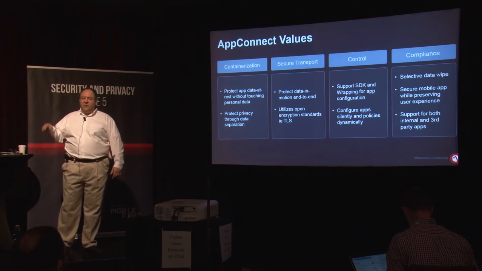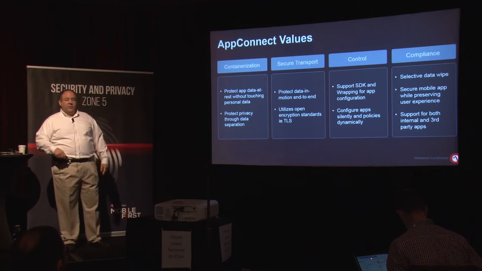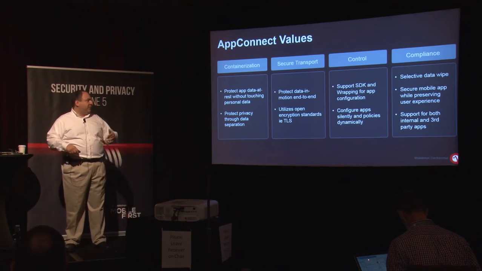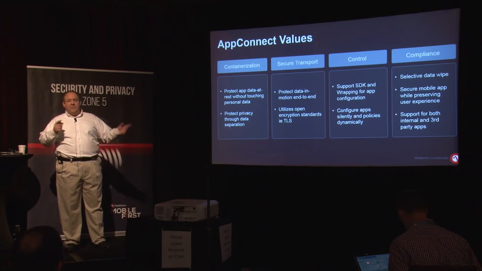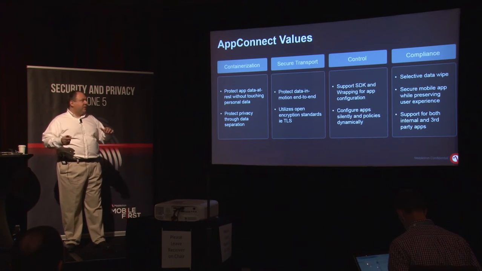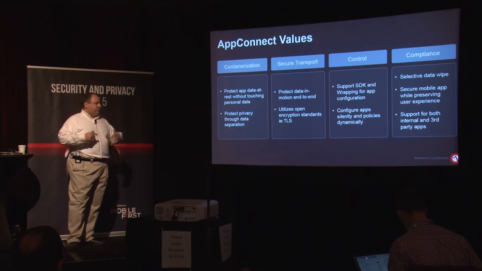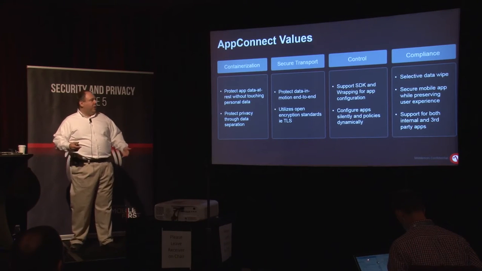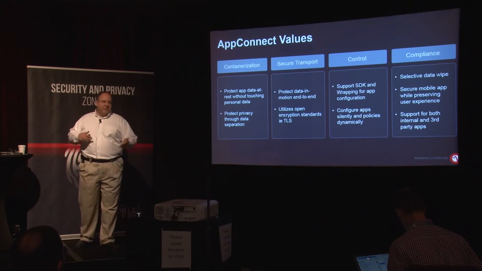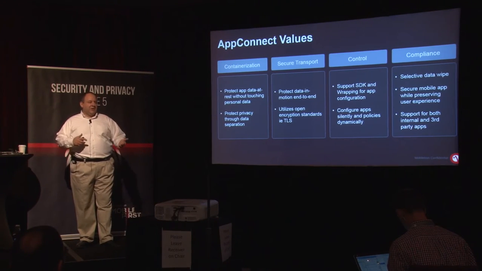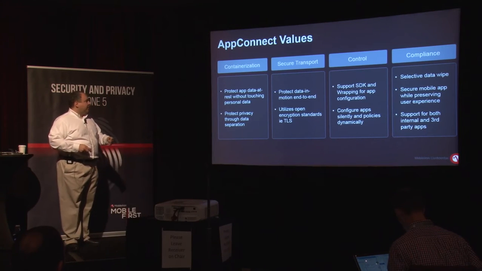I mentioned before, the four main things you get with an App Connect enabled app are containerization, secure transport, which is your app tunnel, control, which comes from the SDK, whether it's copy and paste control or some DLP settings, and then compliance, so the selective wipe and other third-party apps. It keeps mobile secure while preserving the user experience. The users are going to do what they want, and if they get an app that they want to use and it's really not that secure, if you use something that's App Connect enabled from the ecosystem, you have the compliance.